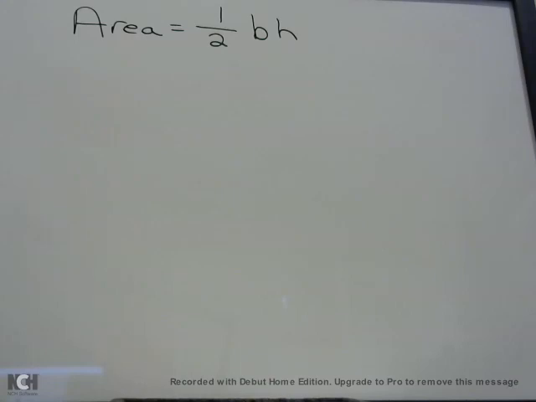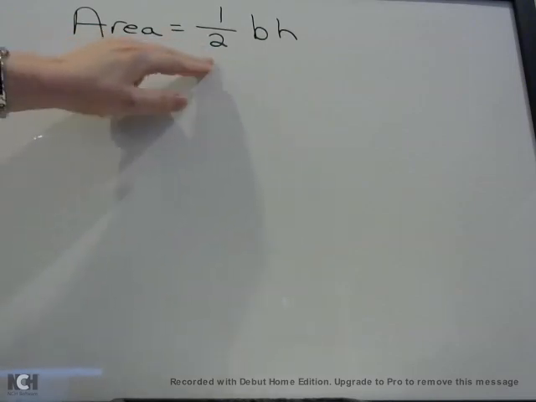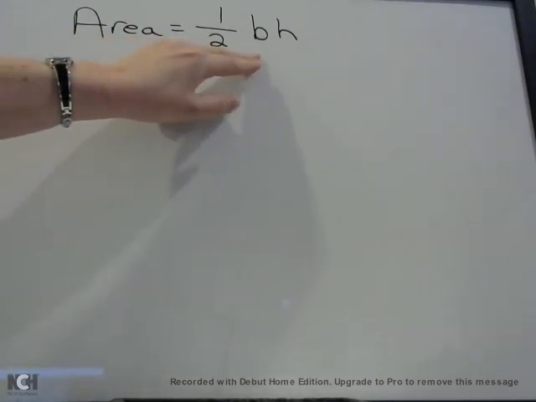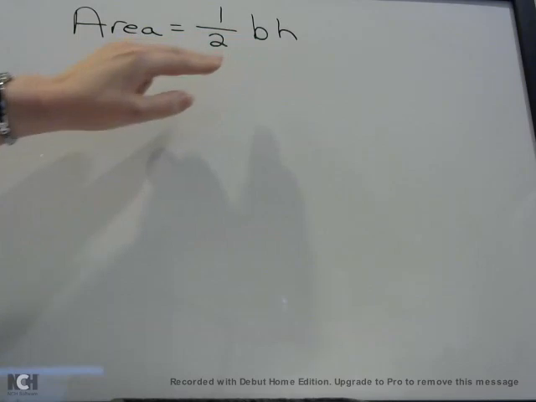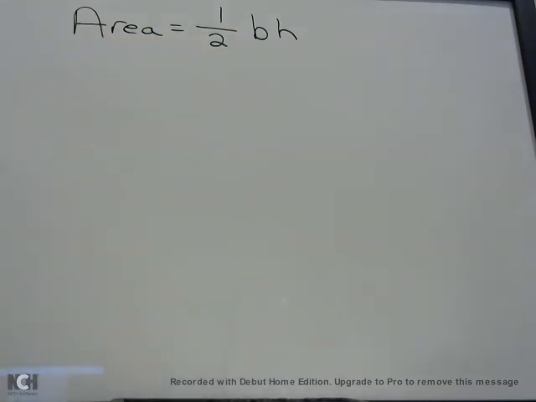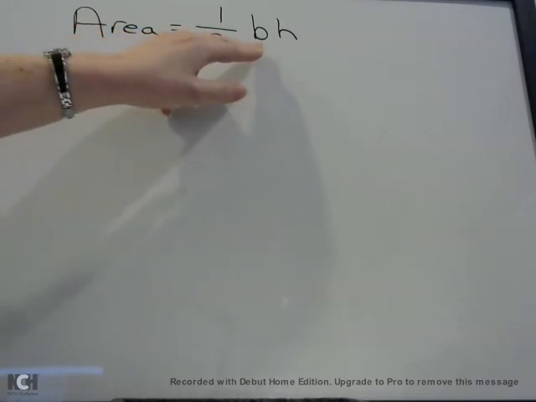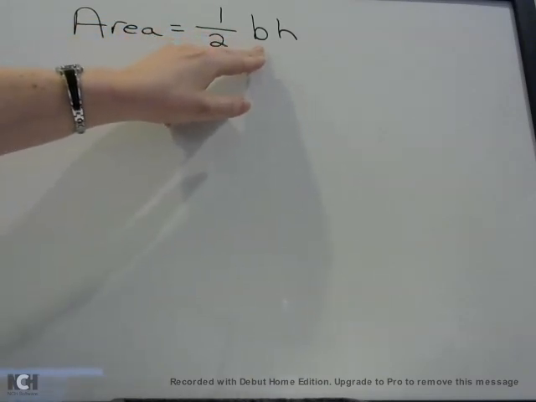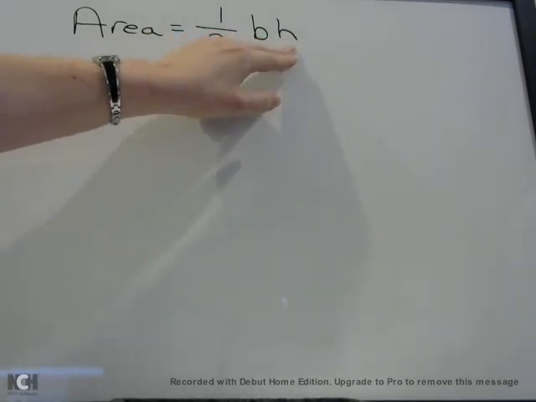And so for a triangle, the formula for the area of a triangle is area equals 1/2 times the base times the height. Now this formula is on the formula sheet, so you don't need to memorize it, but you need to understand how to use it. So 1/2 times b, b stands for base. Base is just the length of one of the legs, times h.